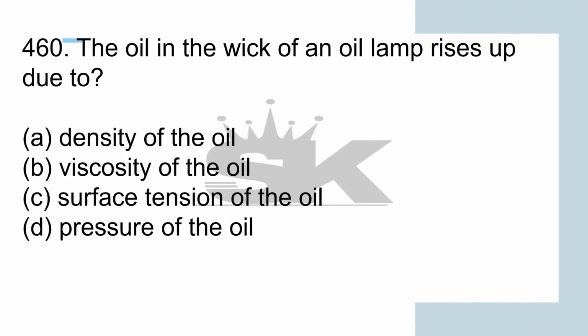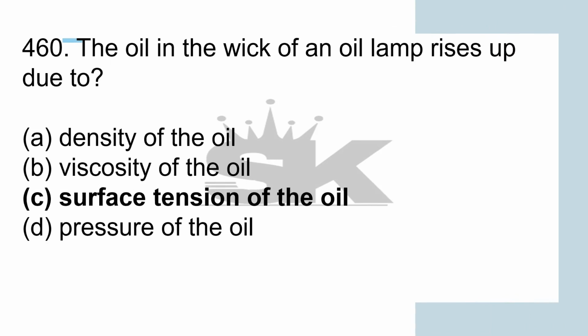The oil in the wick of an oil lamp rises up due to... It is due to the surface tension of the oil. The oil in the wick of a lamp rises due to capillary action, also known as wicking. This phenomenon is a result of the surface tension of the liquid and the adhesive forces between the oil and the wick.